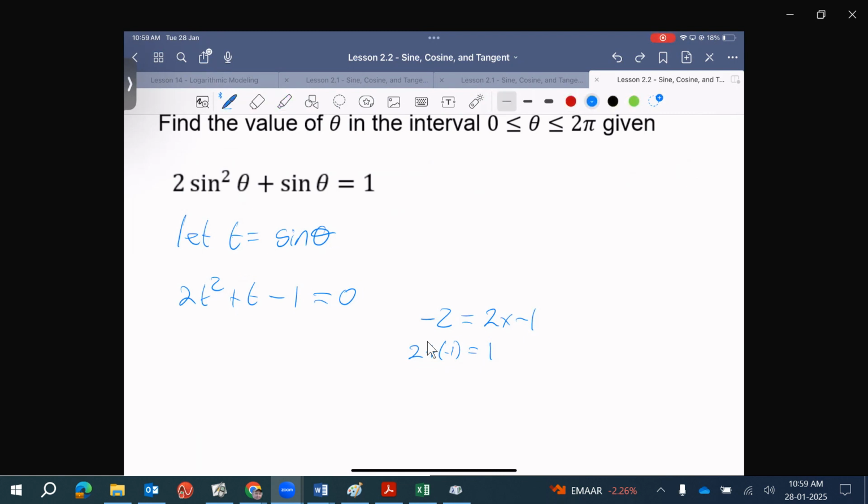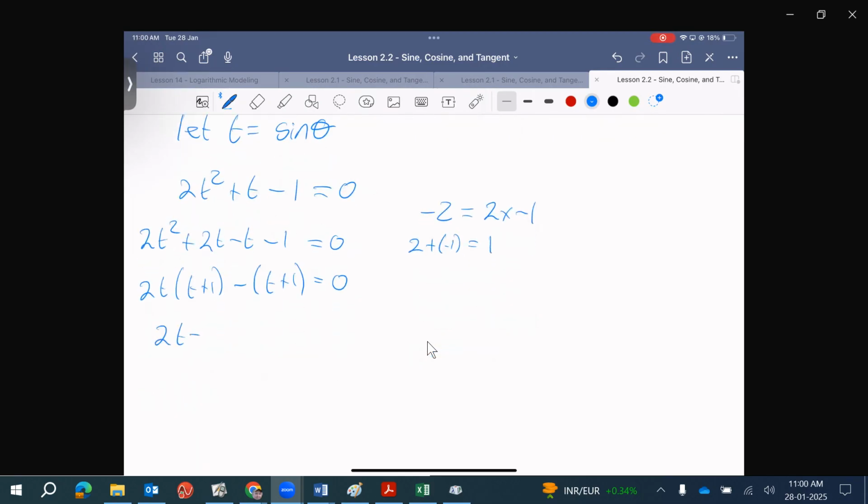So factoring that, I'm going to have 2t squared plus 2t minus t minus 1 equals 0. Factoring out the 2t, I get t minus 1. Factoring out a negative 1, I get t plus 1. And then this is going to give me the factors 2t minus 1, t plus 1 equals 0. And we get 2 sine theta minus 1, sine theta plus 1. So a little bit of quadratics there on that one.